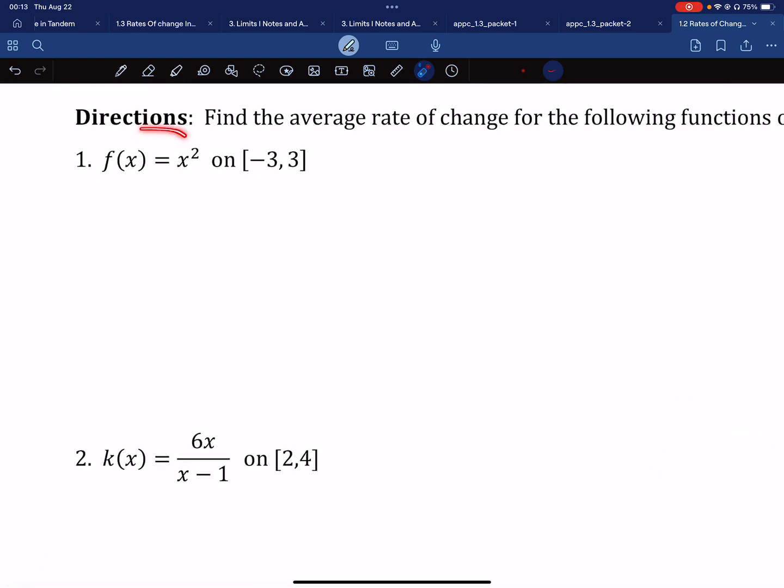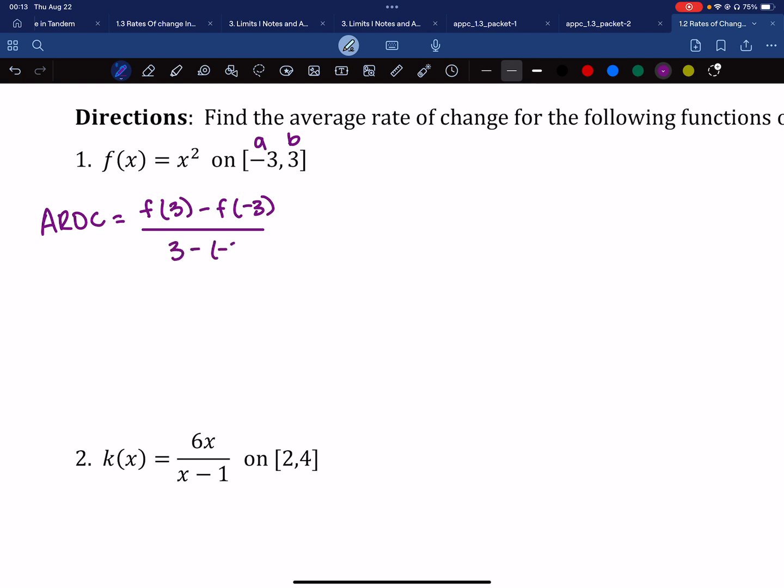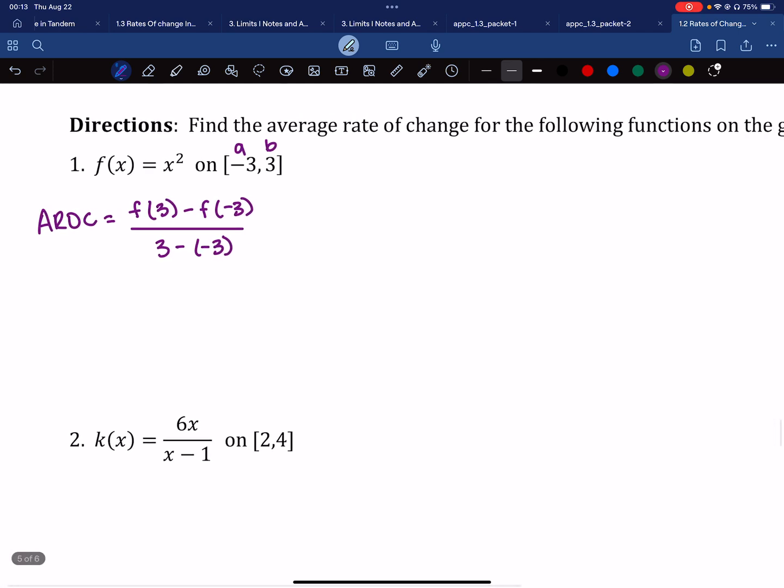So we have our function f of x, which is x squared. We have our interval. We want to find the average rate of change. Well, the average rate of change is equal to f. This is my a, this is my b. So f of b minus f of a all over b minus a. And so now we have to use our equation to help us evaluate.